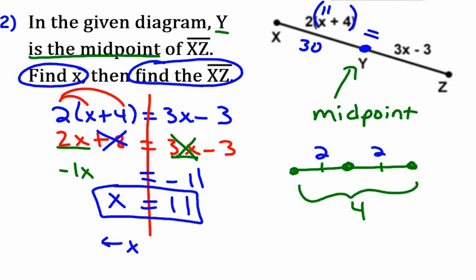Then I have to plug 11 in for this x. So 3 times 11 is 33 minus 3, which is also 30. And if both pieces are equal and they're 30 each, which they should be because y is the midpoint, 30 plus 30 will give me my whole length, which is 60. So xz equals 60.